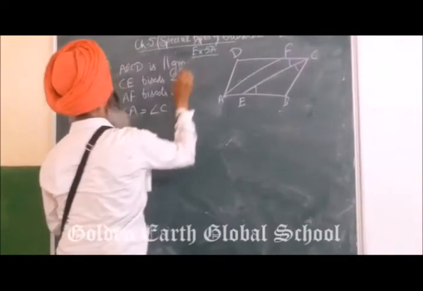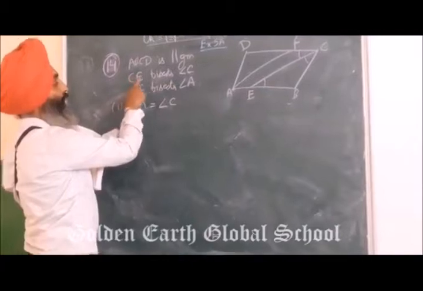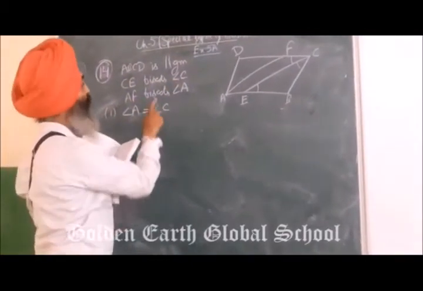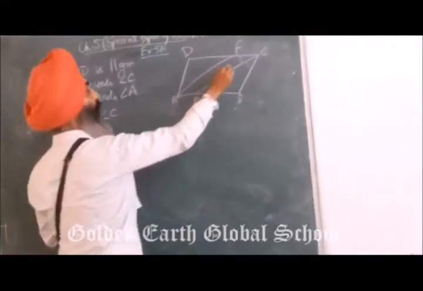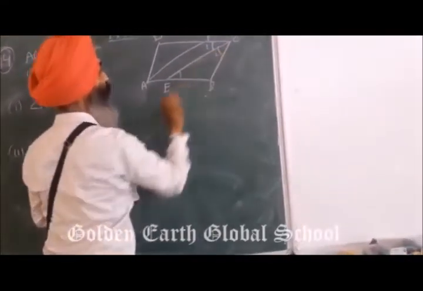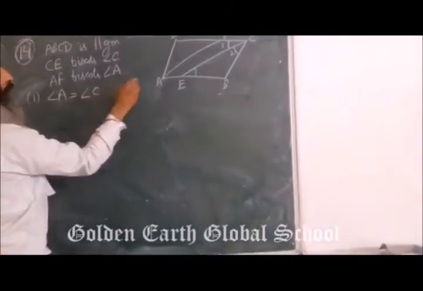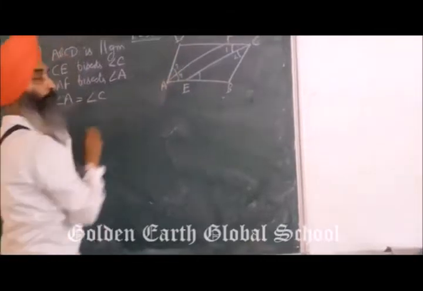Okay everyone. So in this question ABCD is a parallelogram. It is given CE bisect angle C. It means कि CE जो है वो angle C को half से कट करके जा रही है, यानी कि you can say that angle 1 is equal to angle 2 and AF bisect angle A. It means angle 3 is equal to angle 4. इसका मतलब ये होता है.